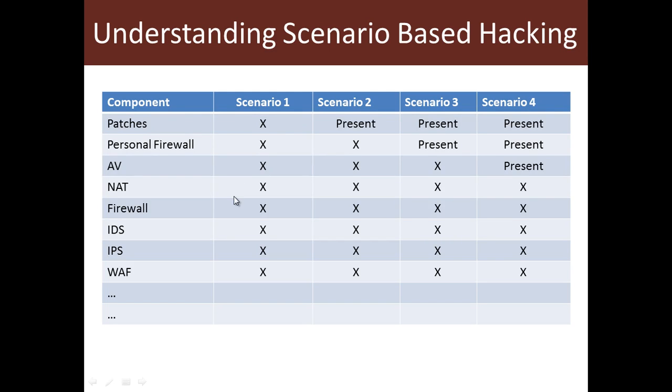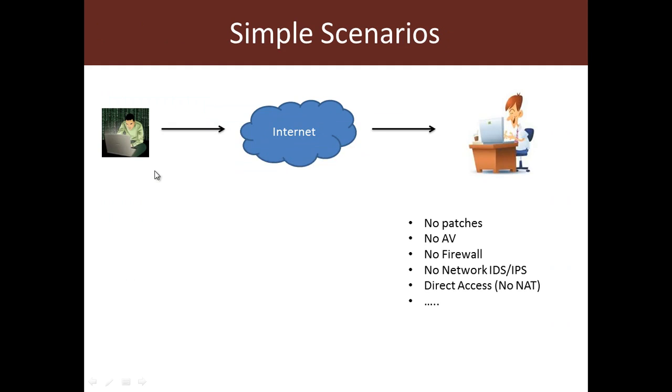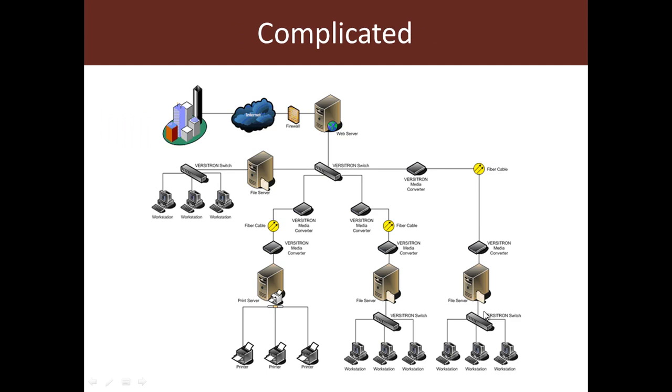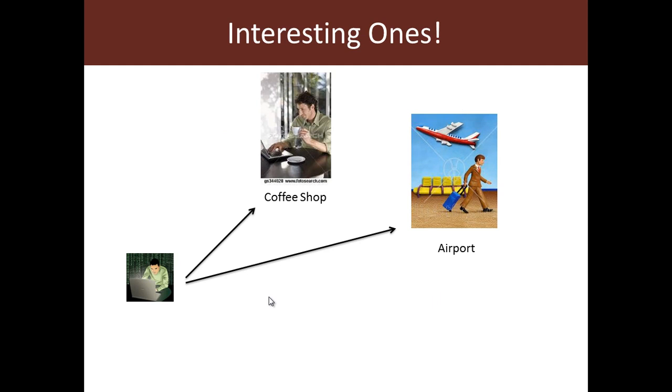What I plan to do is start from the simplistic scenario and then move towards more complicated scenarios in the presence of different components. So we'll start with a simple scenario, no patches, no AV, no nothing, and then move on to more complicated ones in which you have a firewall and multiple application server clusters and whatnot. Also, we look at various interesting scenarios like how a hacker would break into someone's machine when he's at the airport, probably using the Wi-Fi, or in a coffee shop, and some other interesting scenarios.